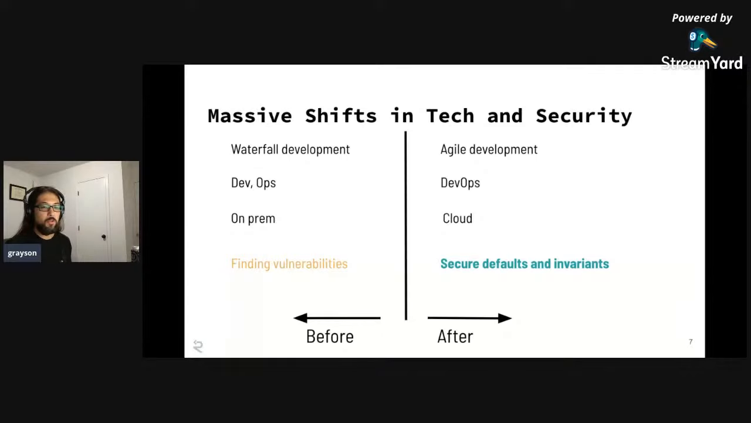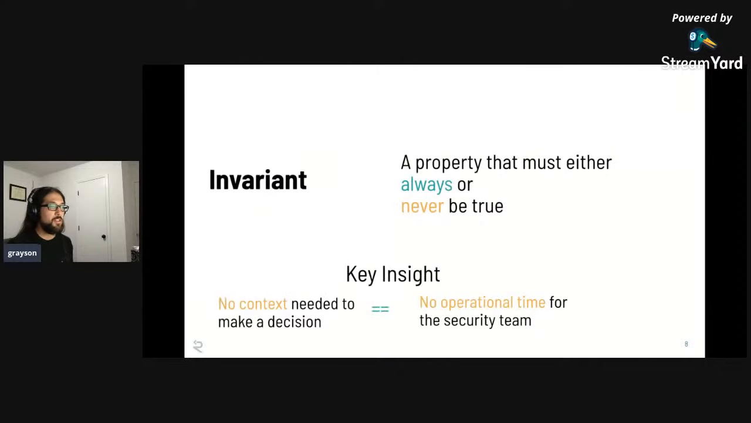And so in the security world, I propose that this shift is happening, where in the past we used to focus on finding vulnerabilities, and now we're shifting to focusing on secure defaults and invariants. So what is an invariant? It's a fancy word, but it just means a property that must always or never be true. The key insight about a security invariant in particular is that no context is needed to make a decision, which means there's no operational time needed for the security team.